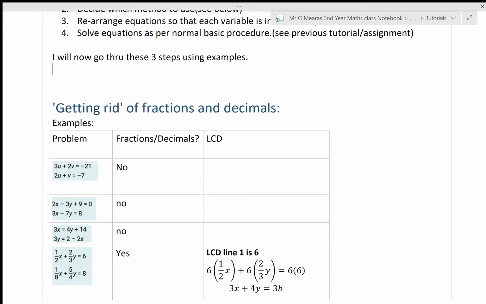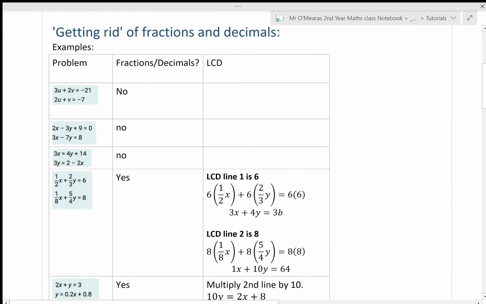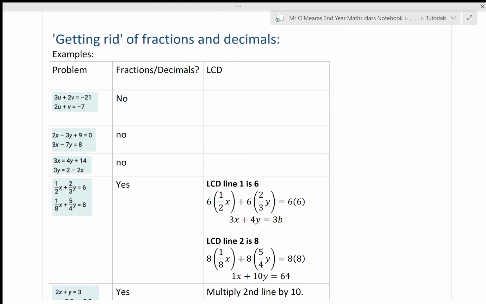So we just have a list of a few different examples and we'll go through them quite quickly. Getting rid of fractions and decimals. The first one we have there, 3u plus 2v equals minus 21. 2u plus v equals minus 7. There are no fractions or decimals, so this step is not relevant here. The second one is the same, third one is the same, no issues at all.